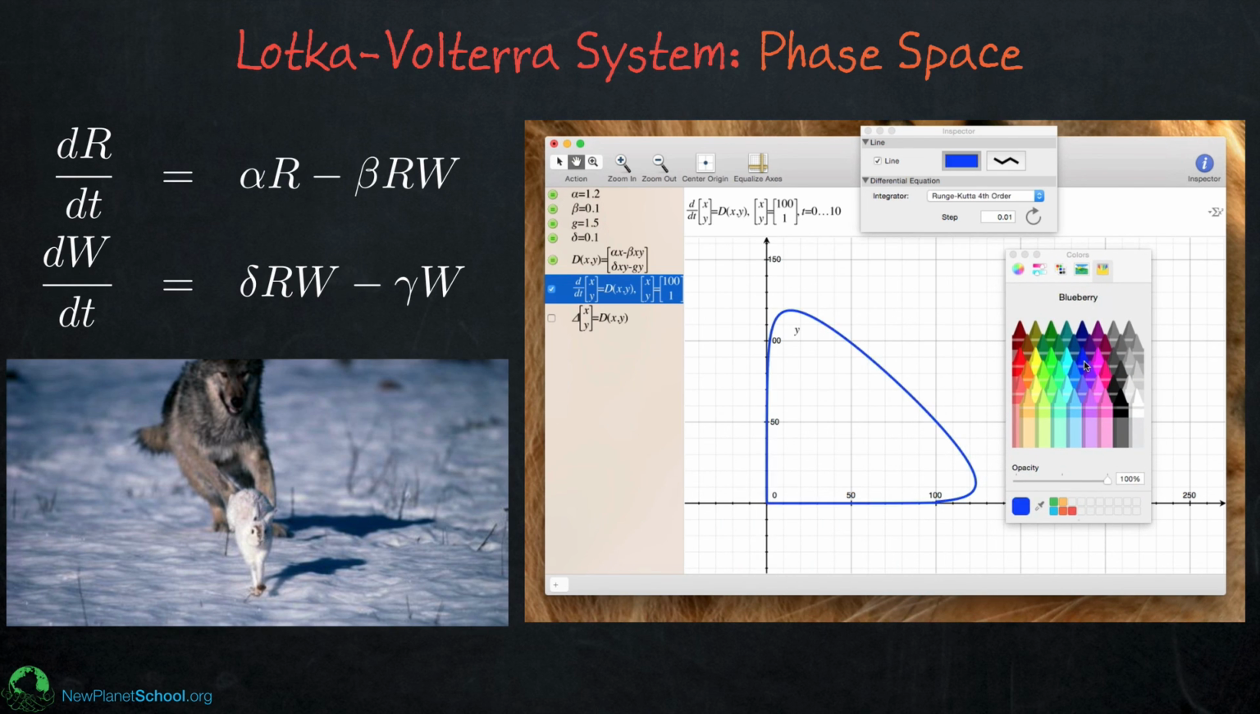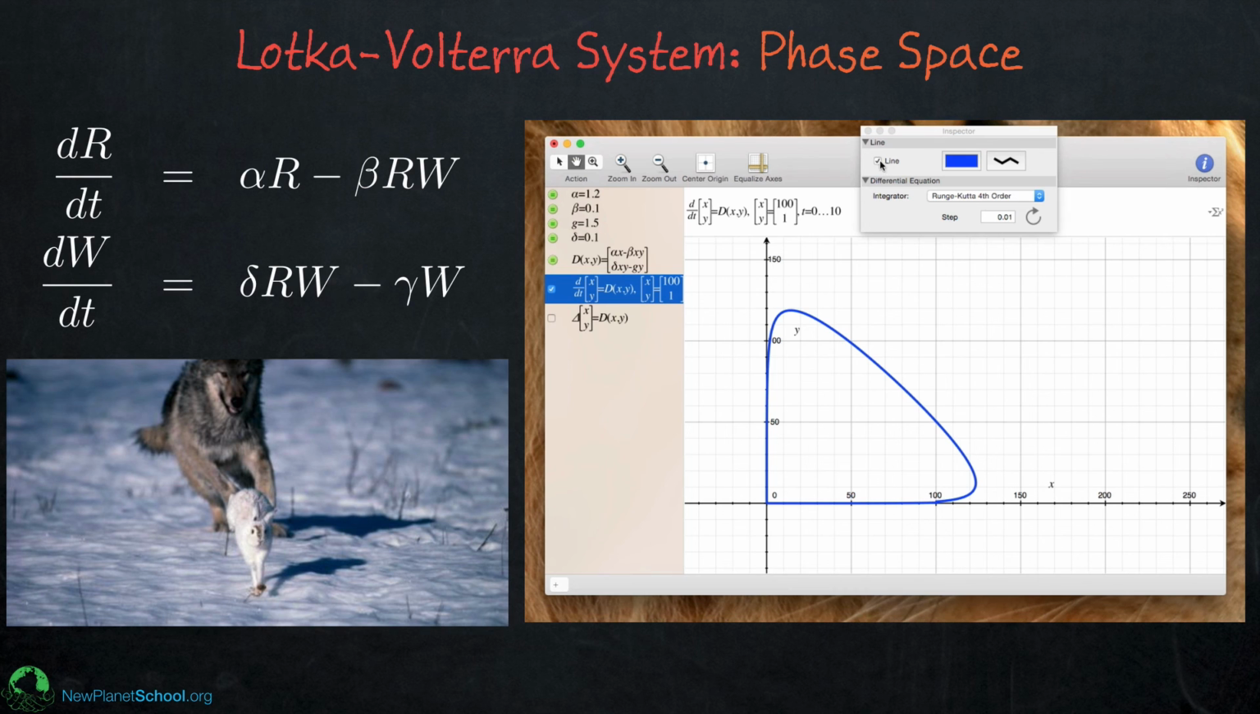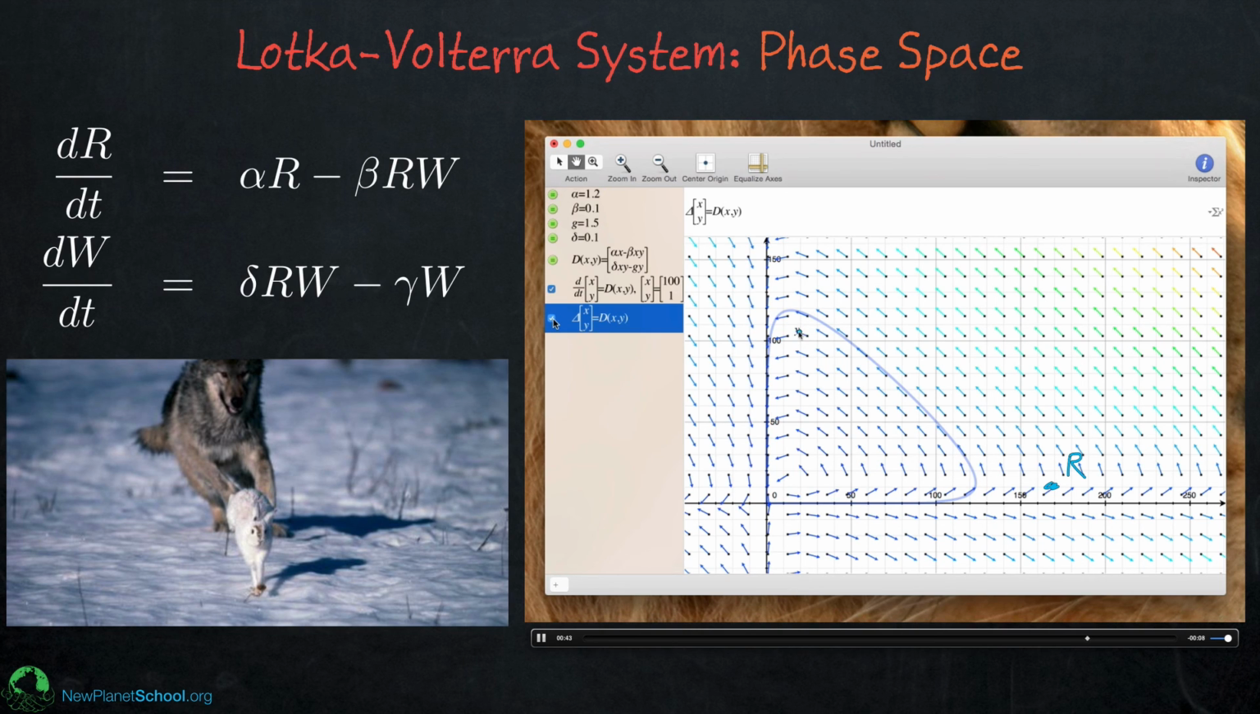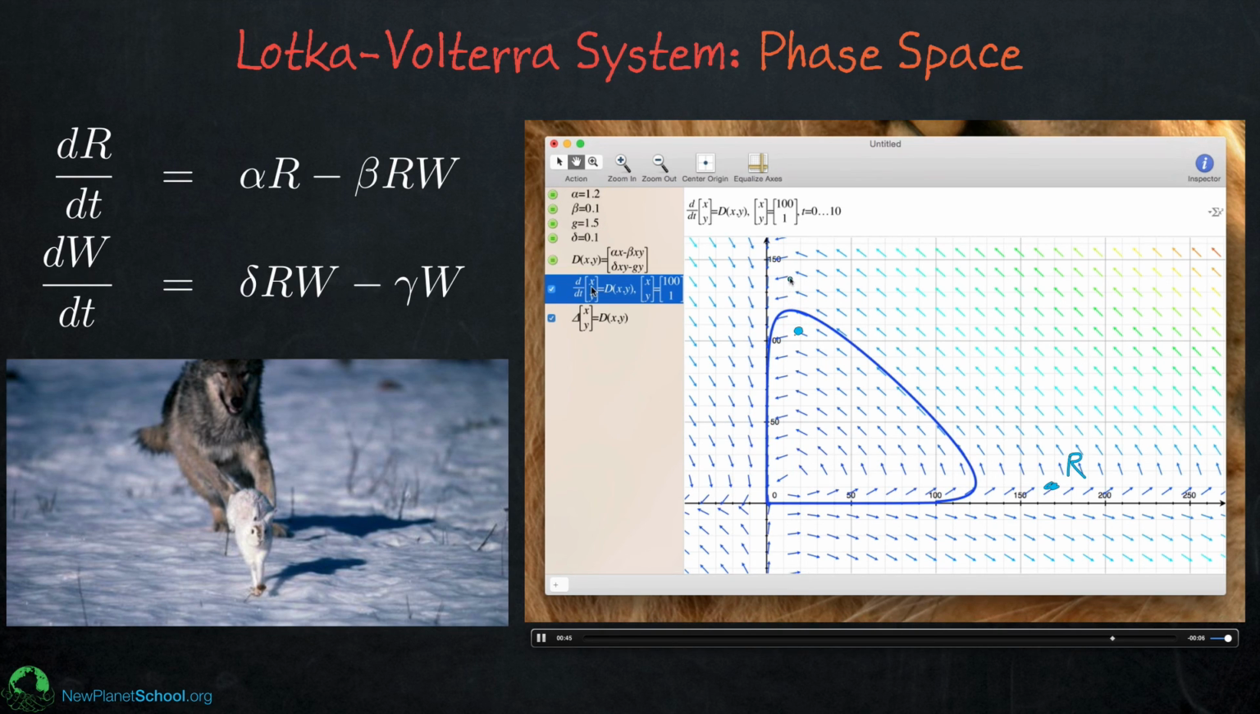And what it means is the x variable here, let me cross it out, is really the number of rabbits. And the y variable, there's the vector field on there, so you can see what the solution space looks like. Another thing in nonlinear dynamics is very common. You can see what happens here.